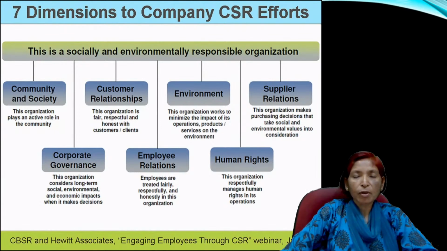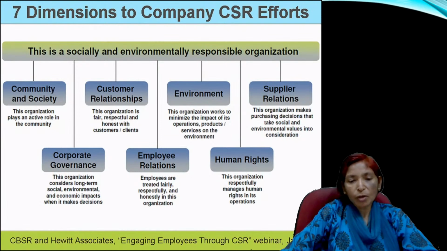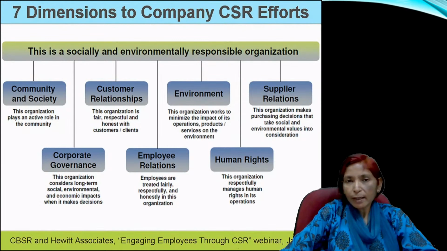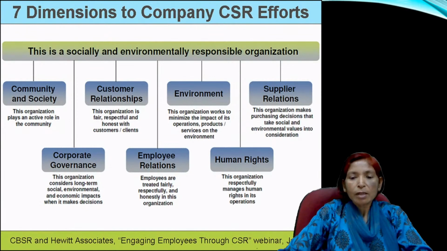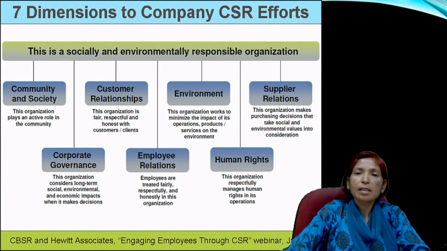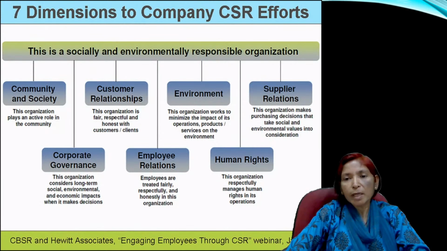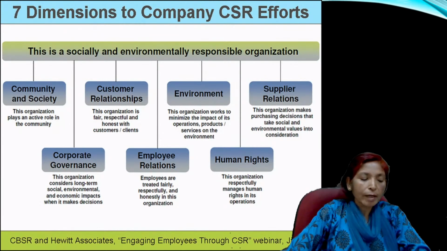Next is employee relations. Employee relations with employers should be harmonious, and all employees should be treated fairly, respectfully, and honestly in this organization. And human rights: we should not violate any human rights which are mentioned in our constitution. So this organization respectfully manages human rights in its operations. So these are the seven dimensions of company CSR efforts: community and society, customer relationship, environment, supplier relations, corporate governance, employee relations, and human rights.